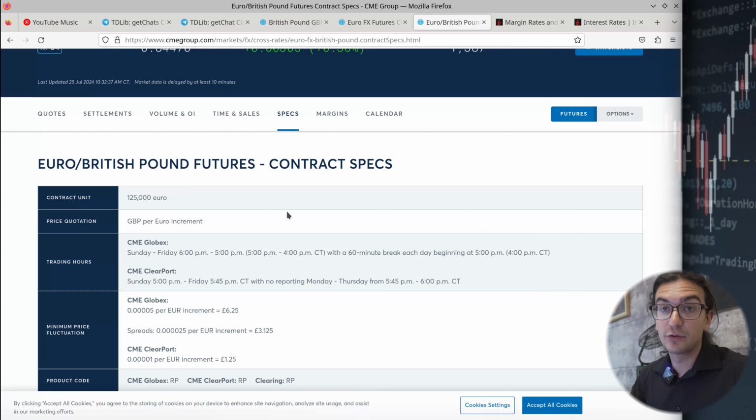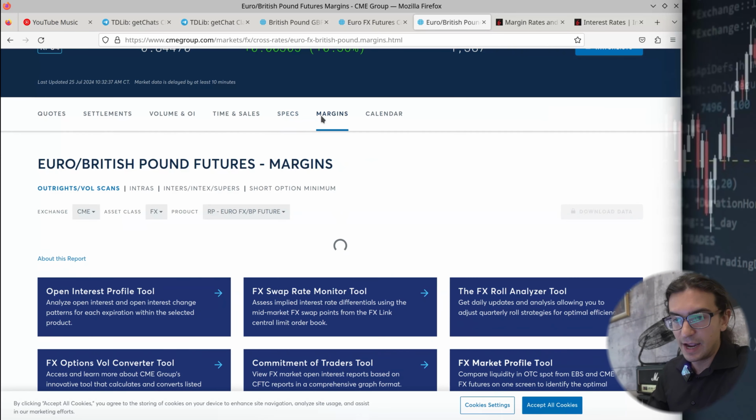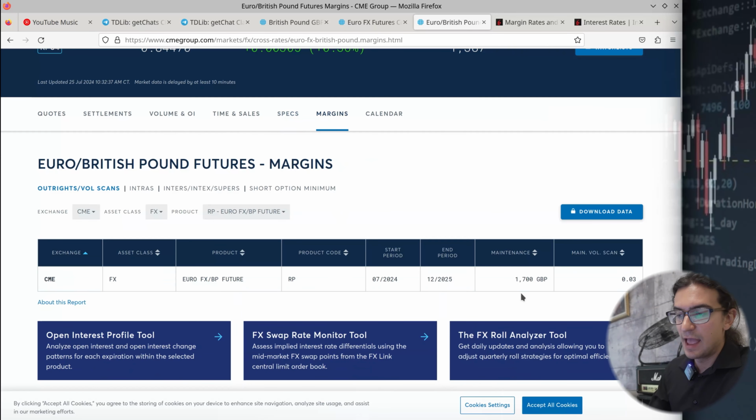Now you don't need 125,000 euro to enter this position because futures are leveraged products. If you go over to margins, it'll tell you what the capital requirement is, and the overnight margin for this futures contract is 1700 GBP. So that's how much you need to initiate a position in this futures contract and also maintain it overnight. Typically, the investor is not going to hold the futures contract until the settlement date. What they're going to do is roll the position to the next expiry in order to maintain their hedge, okay?